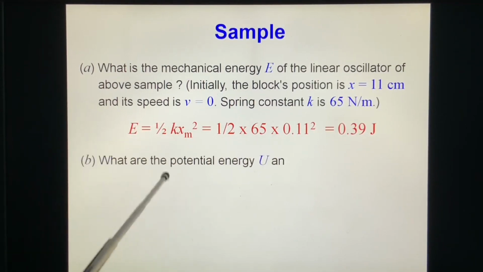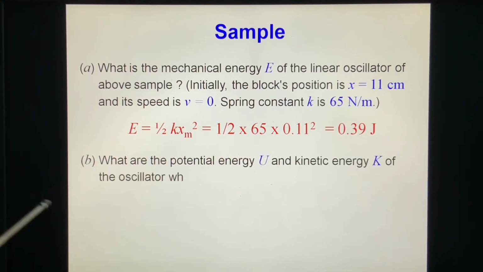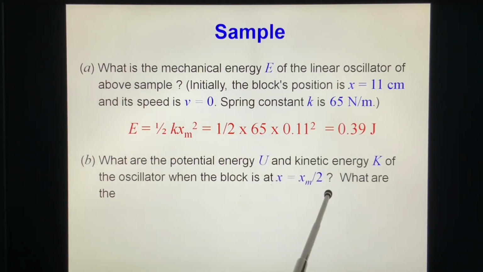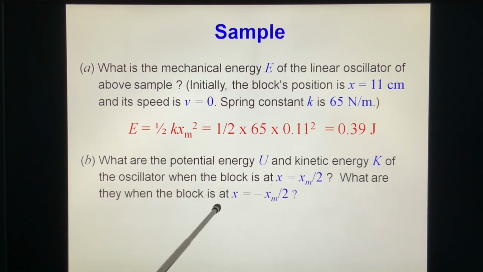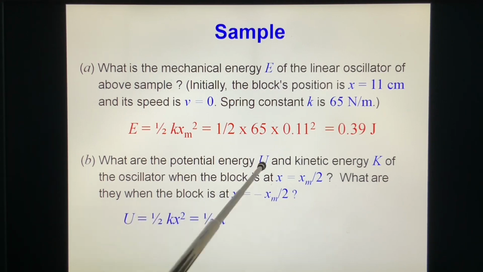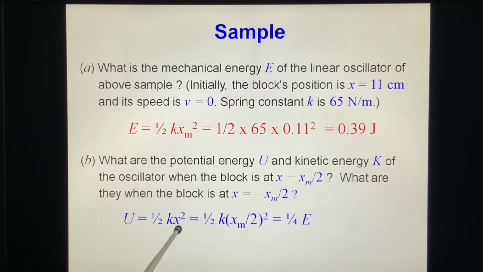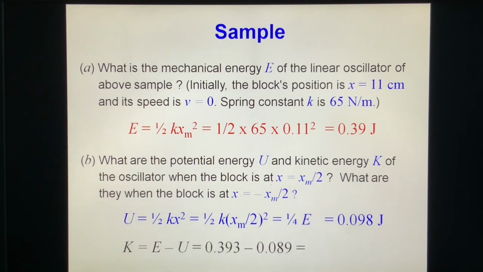Part B. What are the potential energy U and the kinetic energy K of the oscillator when the block is at half x_m? What are they when the block is at minus half x_m? That's very easy. U equals half k x squared, and when x equals half x_m, this energy turns out to be 1/4 of the total energy. The leftover is the kinetic energy at this time, so it is about 3/4 E. Now, what are the kinetic energy and the potential energy at x equal to minus half x_m? Same thing.